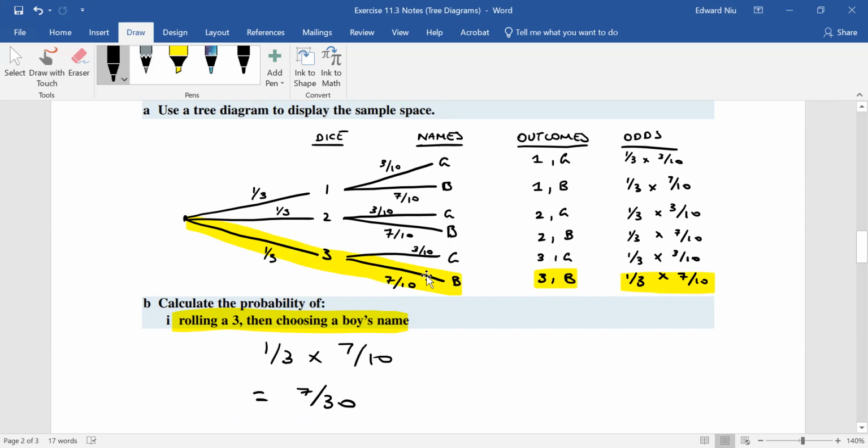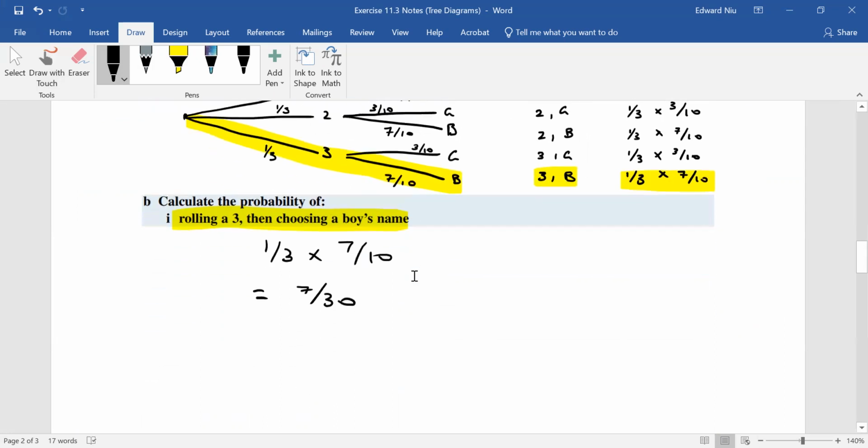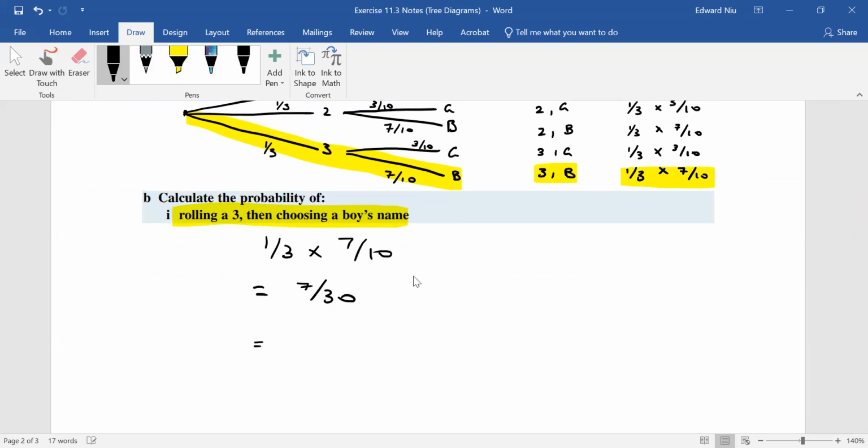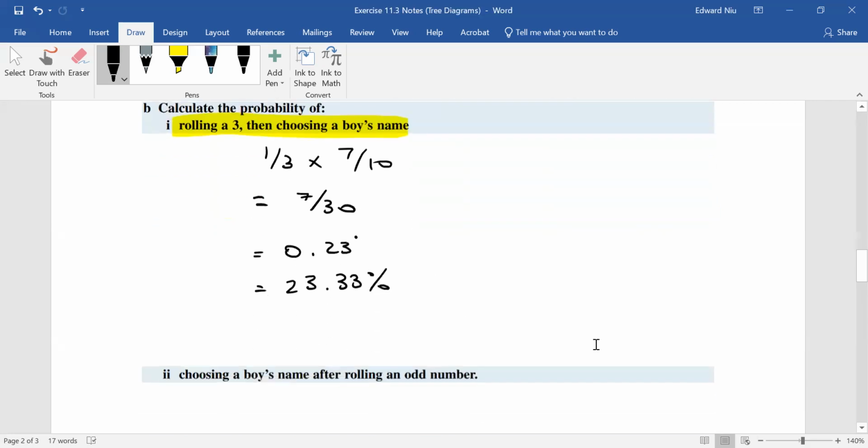7 on 30, can we simplify that? Not really. What's that? That's like 0.23 recurring, which is 23.33%. Look, any of these answers are acceptable. They all mean the same. Okay.